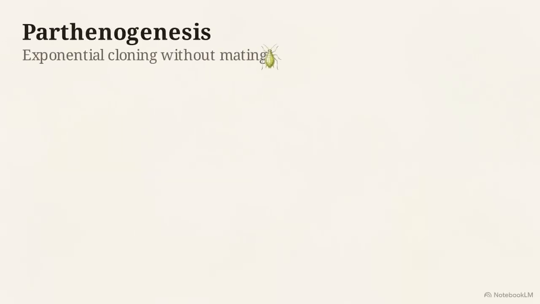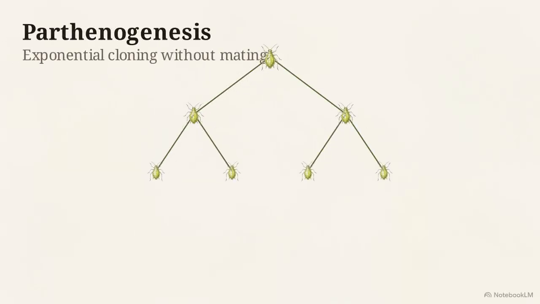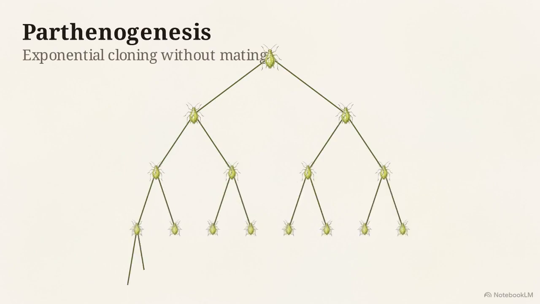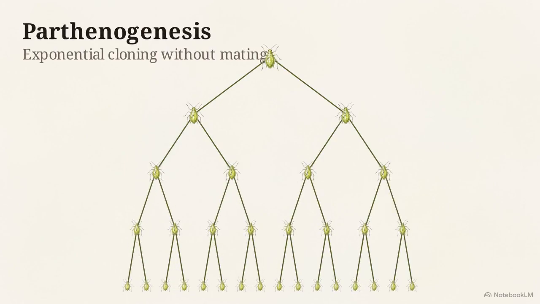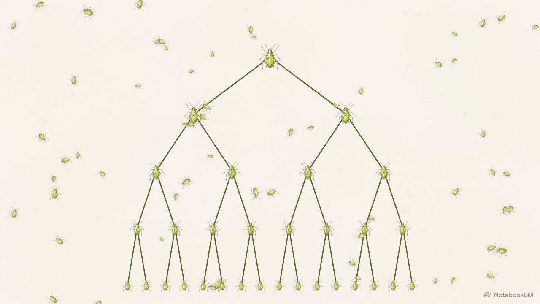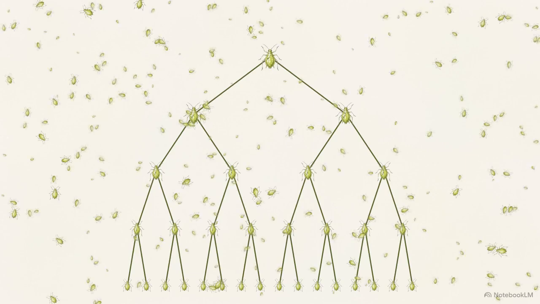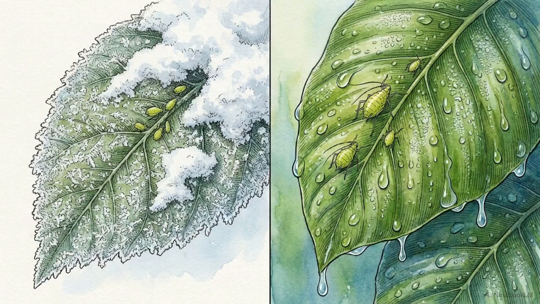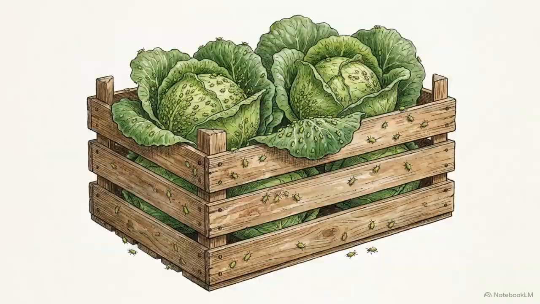Aphids use a reproductive strategy called parthenogenesis. They essentially clone themselves, allowing a single female to produce generations of offspring without a mate. This leads to population growth that is nearly impossible to contain once it begins. They are also highly adaptable. Aphids can survive across a wide range of climatic zones, allowing them to follow their host plants into almost any environment they are introduced to.